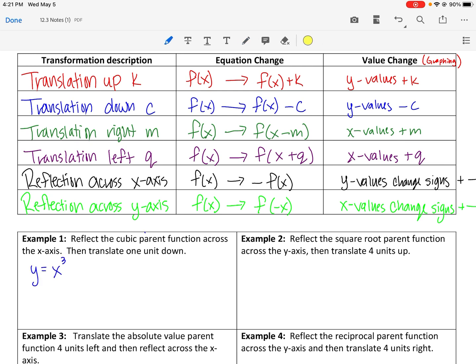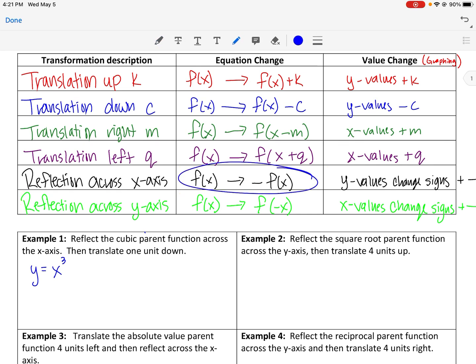So we come up to our notes up here, reflecting across the x-axis is this one. So if we are reflecting across the x-axis, then we know that our function is going to change from f of x into negative f of x. So whatever our function is, we're just going to stick a negative on the front of it. And all of the changes you're going to make are going to be to the right side of your equation. This is going to become negative x cubed. So you just stick a negative on the front, just like this table tells us to do.